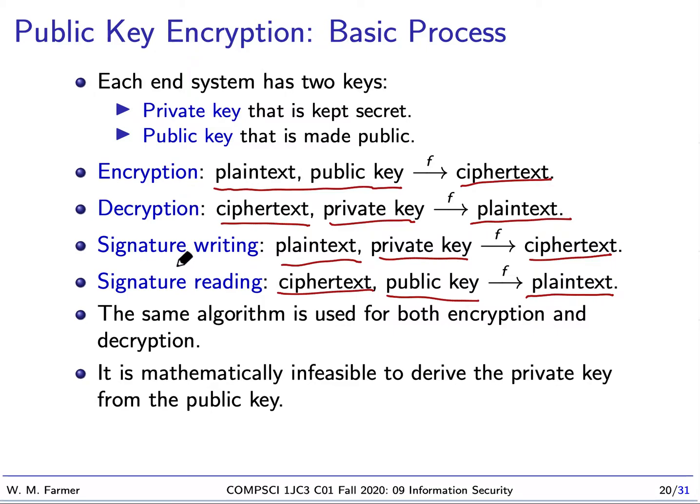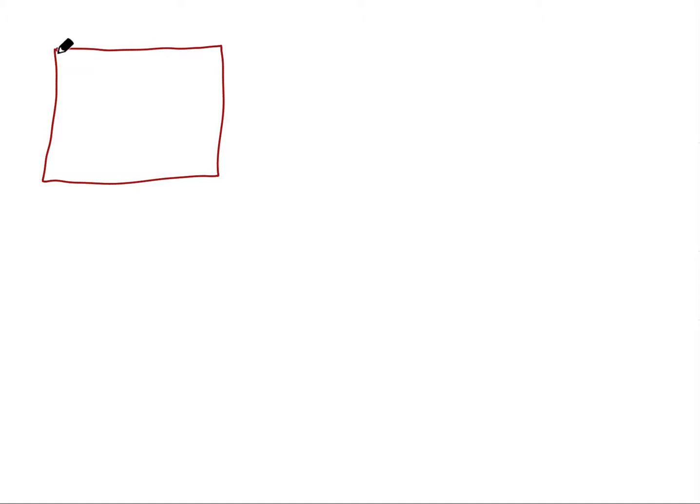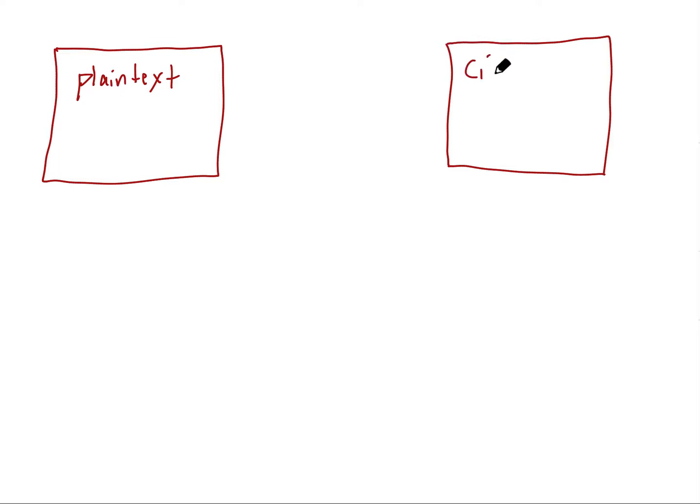Okay, so let's look at these four approaches: encryption, decryption, signature writing, and signature reading. So the first one was encryption. Now, the idea with encryption is I have plain text, and I want to encrypt it in some way that we can produce ciphertext that only the person who's supposed to be able to read it can read it.